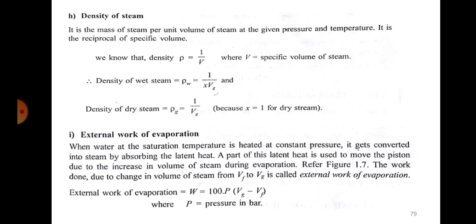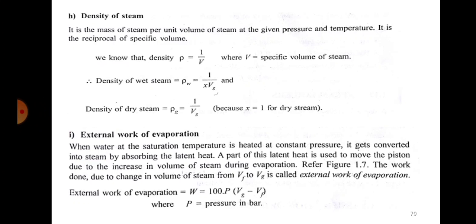Okay, next is density of the steam. What do you mean by density of the steam? Mass of the steam per volume. So density is mass by volume, isn't it? It is the mass of the steam per unit volume of the steam at a given temperature and pressure. It is the reciprocal of specific volume. So we know that density is 1 by volume. So density of wet steam will be what? 1 by x into Vg. Density of dry steam will be 1 by Vg, because x is equal to 1 for dry steam. Okay, so we have finished density of steam.